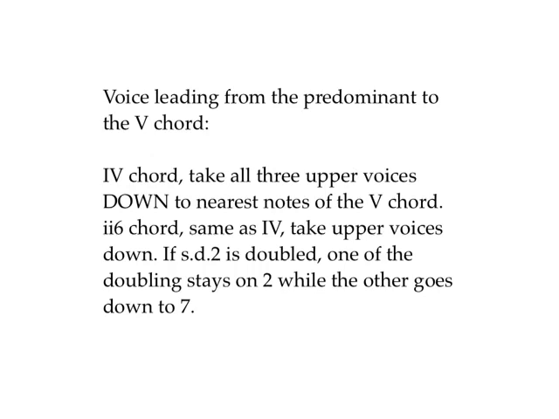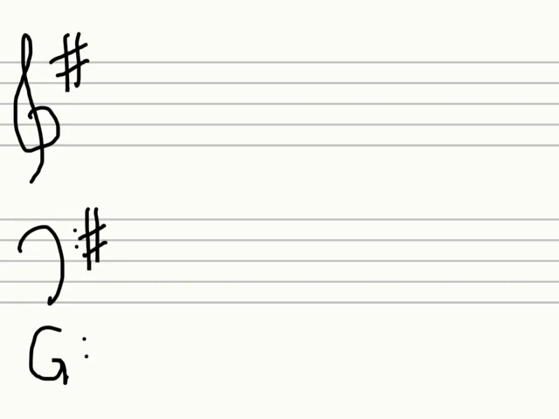The voice leading from the predominant to the 5 chord is very important. For the most part, the rule of thumb is to take the upper voices down when the bass goes up from 4 to 5. This is true for the 4 chord, and it's usually true for the 2-6. Let's look at a few examples and you'll see why that's necessary.